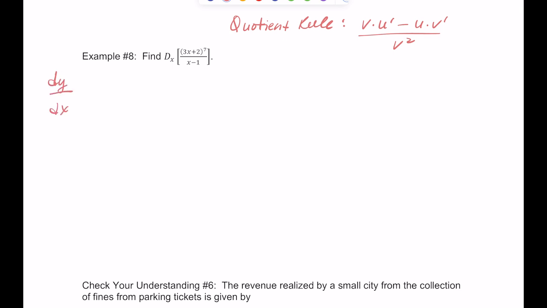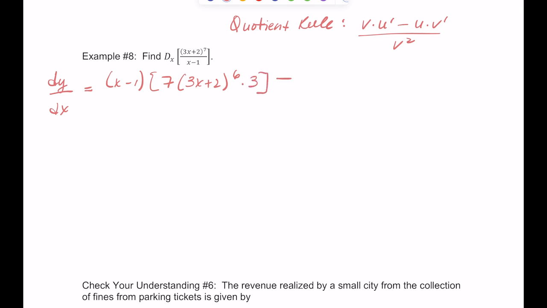All right, so the u is on the top, right? And then the v is on the bottom. So we've got v times u prime. Well, u is (3x plus 2) to the seventh. I have to use the chain rule, right? So using the chain rule, which I'm going to use the general power rule, which is the power rule plus the chain rule. You have 7 times (3x plus 2) to the sixth, and then times the derivative of the inside, which would just be times 3.